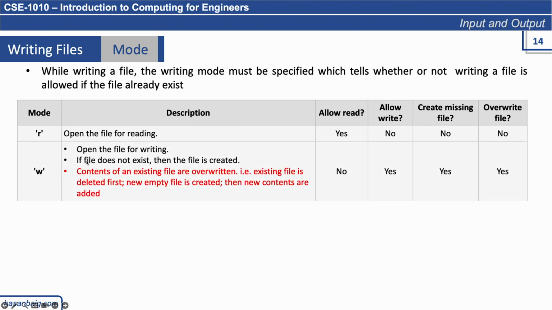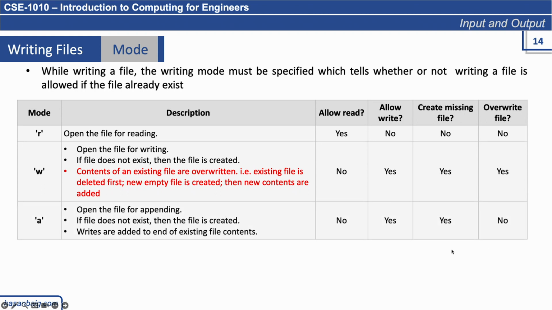Okay. Let's see the write method. It opens the file for writing. If the file does not exist, then the file is created. But the contents of an existing file are overwritten, that we have just experienced. The existing file is deleted first, a new empty file is created, and the new contents are added. So it allows write, yes. It creates a missing file and it overrides the file.